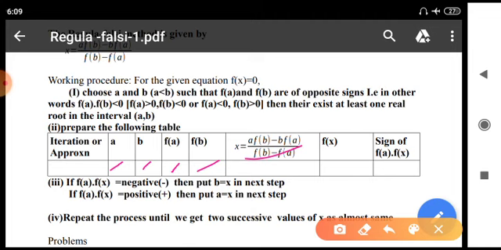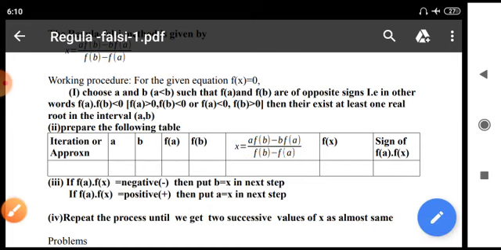Then we have to calculate f of x, which is nothing but the given equation. Then we have to find the sign of f of a into f of x. That is, if f of a is positive and f of x is positive, then the product is positive. Similarly, if f of a is negative and f of x is positive, then the product is negative. So we have to write whether the product is positive or negative.